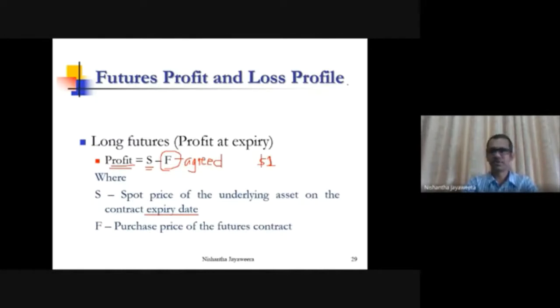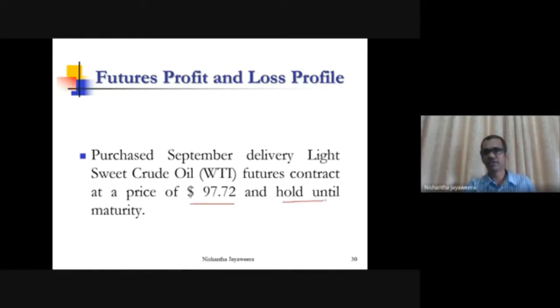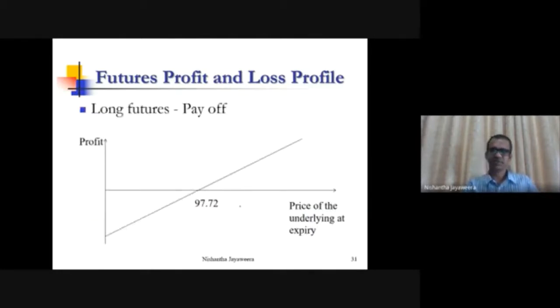So we can put this relationship into a diagram, that we call the profit or the loss profile. We'll come to that. Assume you purchase a September delivery light crude oil, that means WTI futures contract at a price of 97.72, and you hold it until maturity. That means you purchase it today and hold it until September, whatever the last trade day. What would be the shape of the profit depending on the spot price of a crude oil barrel as at the expiry date?